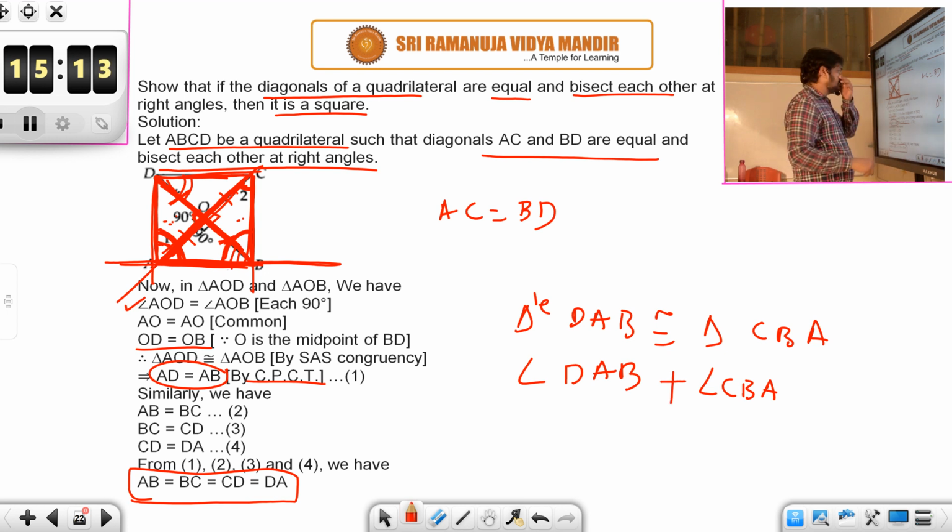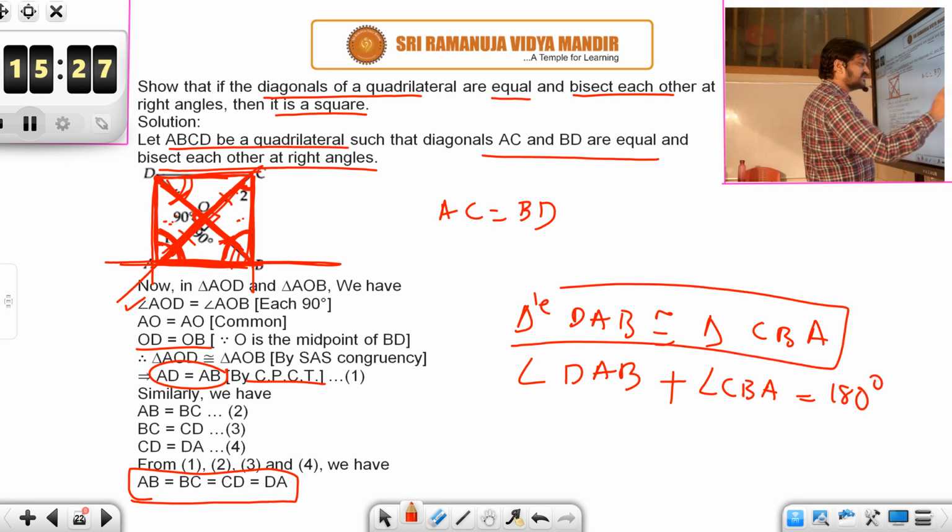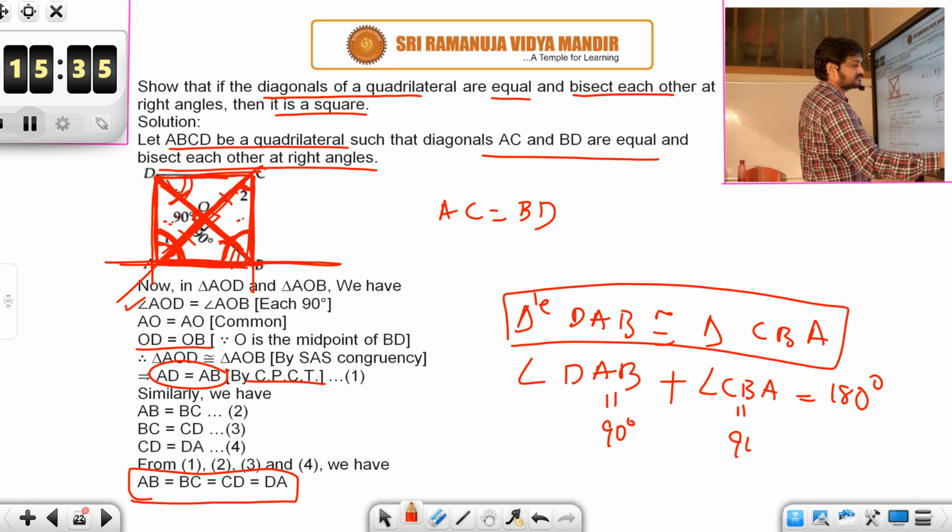If you consider AD and CB as parallel lines and AB as a transversal, these two are co-interior angles, and we know that the sum of the co-interior angles is 180 degrees. But using the congruency of these two triangles, we have proved that these two are equal. So we will get each of these angles equal to 90 degrees using this equation.